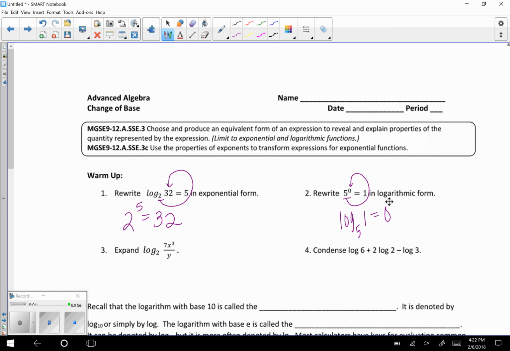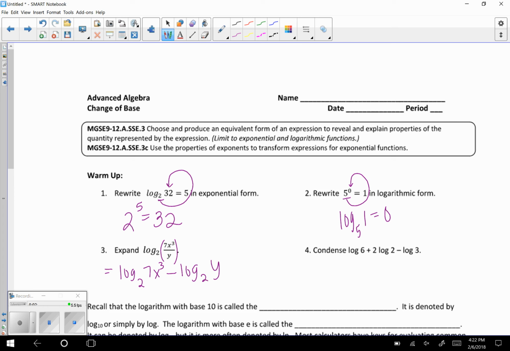Okay. And number 3, so I'm wanting to expand. So if you notice, you've got 7x cubed divided by y. Well, there's 7 times x to the 3rd in that numerator, and then there's the y in the denominator. So the first thing that I need to do is handle the fraction, so the quotient property first. So with that, if you guys remember, quotient property uses subtraction. So I would have log base 2 of 7x cubed minus whatever's on the bottom, log base 2 of y.